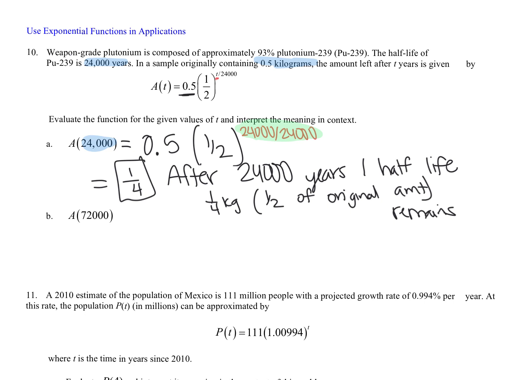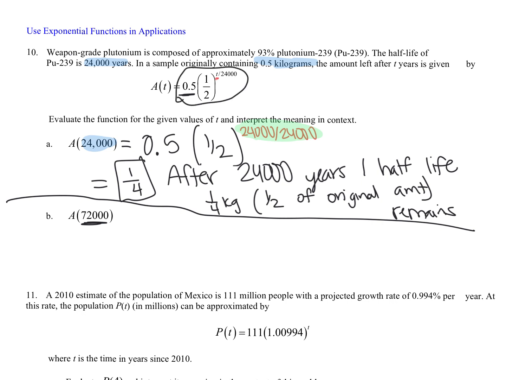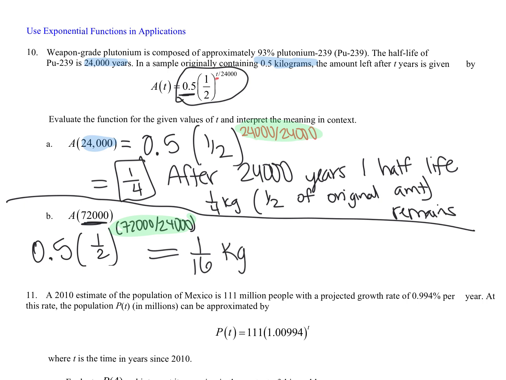All right, let's try letter B. So letter B says, well, what about 72,000? So same idea. I'm going to plug it into this formula. So 0.5, 1/2, 72,000 divided by 24,000. Now I can type that whole thing into my calculator, or I can simplify the exponent first. That's kind of up to you. But we would end up getting a 3 here. This would end up being a 3. And so what happens is we get 1/16 kilograms.